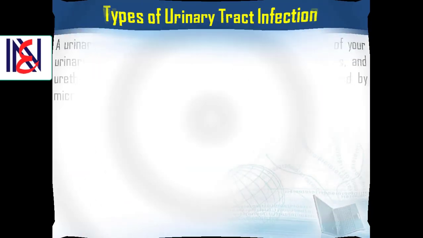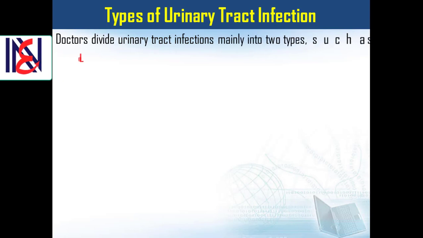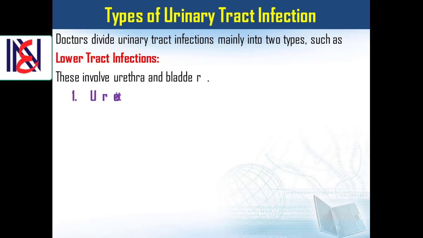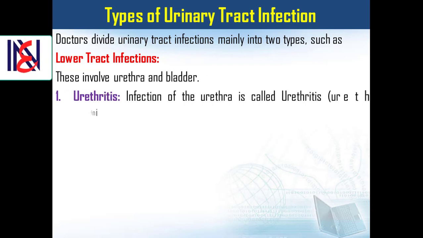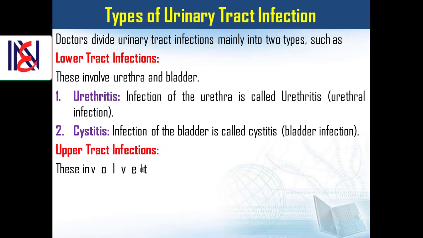Different types of urinary tract infection. Doctors divide urinary tract infections mainly into two types, such as lower tract infections. These involve the urethra and bladder. 1. Urethritis. Infection of the urethra is called urethritis, urethral infection. 2. Cystitis. Infection of the bladder is called cystitis, bladder infection.